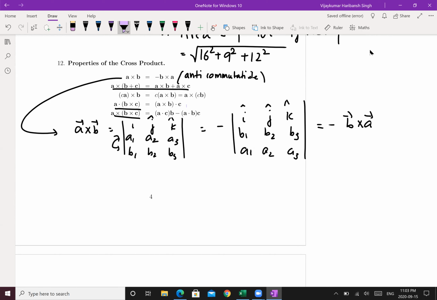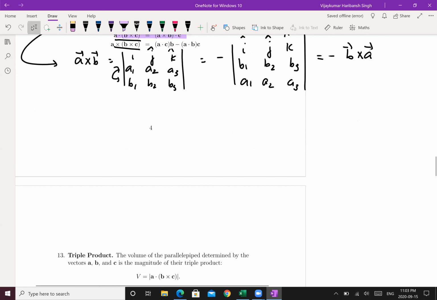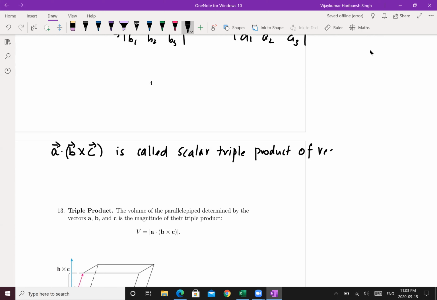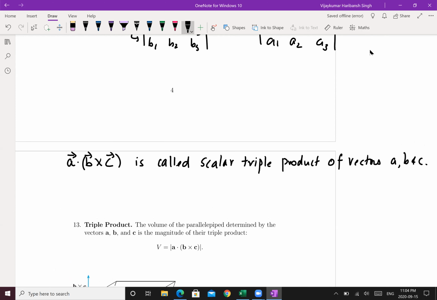Now, out of these, this one is of interest to us. I mean, all of them are of interest to us, but this is of special interest because this is what is called the triple product. So what is the triple product? A dot (B cross C) is called the scalar triple product of vectors A, B, and C. So this is what a scalar triple product is. Sometimes it is also denoted by writing [A, B, C].